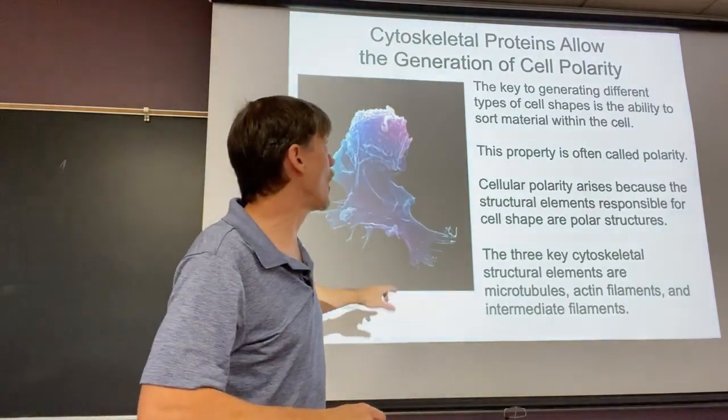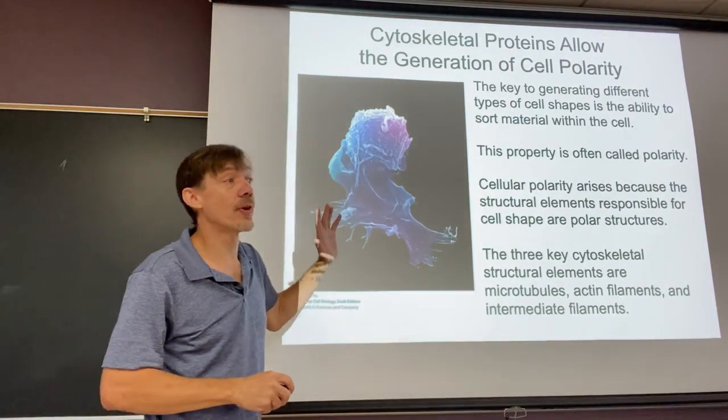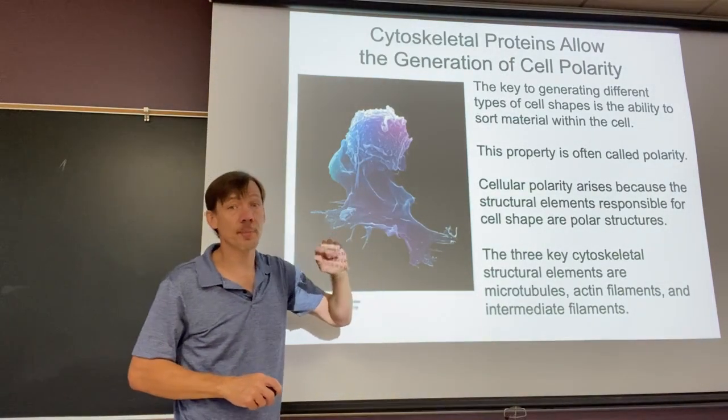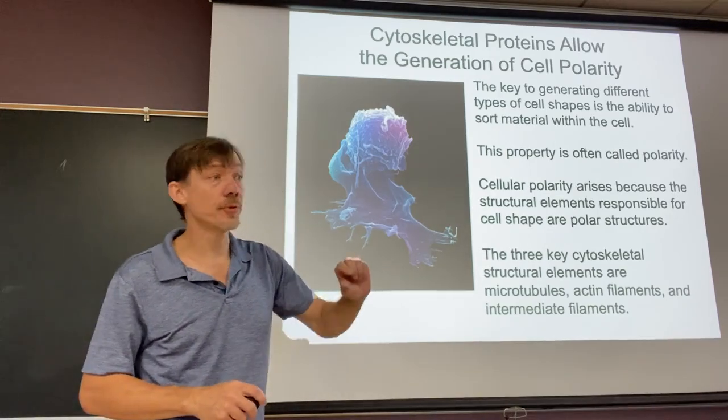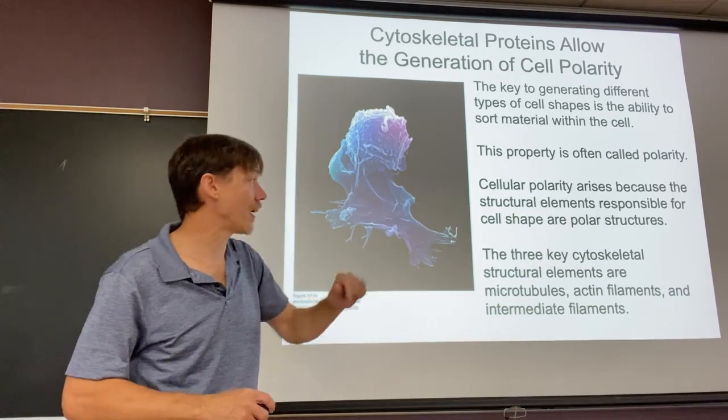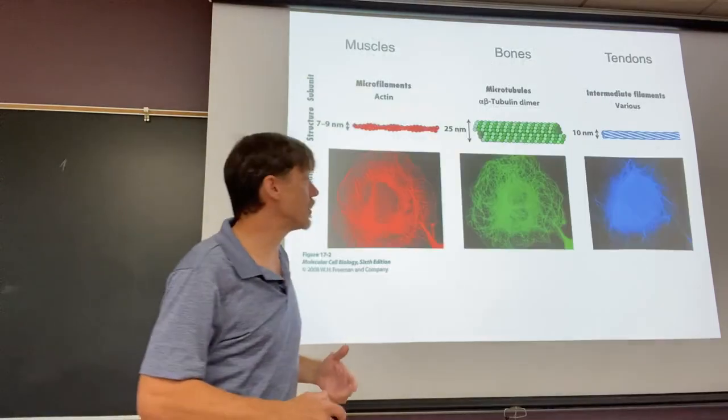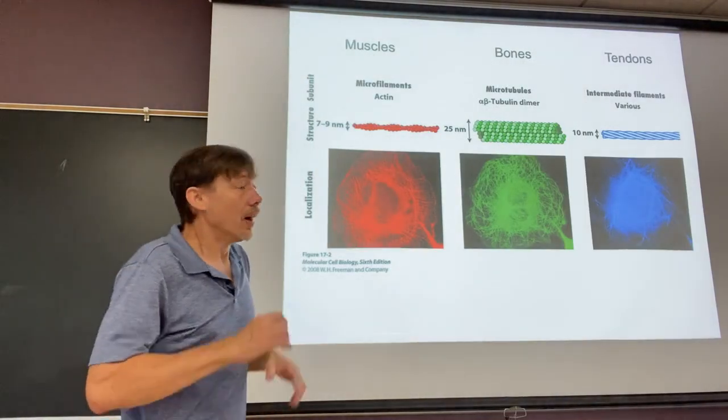And the underlying basis of this polarity is that the cytoskeletal elements that build up a cell are also polar structures. The molecules themselves have a front and a back. And we're going to talk about that now.